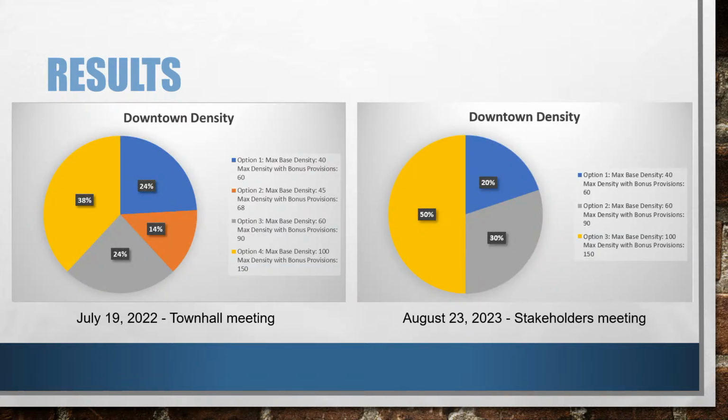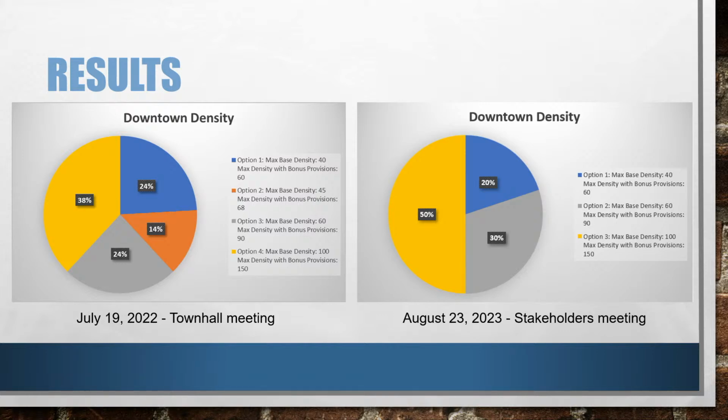Want to show everyone the results from this that I was just talking to. The downtown density town hall meeting on the left side was the first meeting that we held. Well over 70 people from the public attended, and we did an online poll with a QR code during the meeting and had a lot of feedback from that.